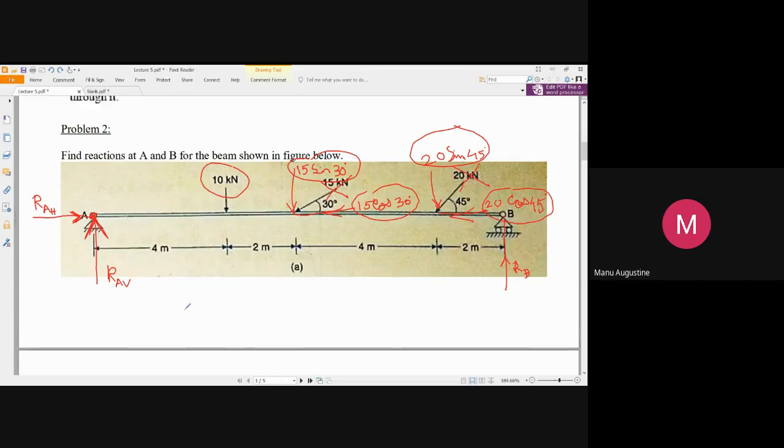Now, the problem was given as a beam resting on two supports A and B, out of which A is a simple pin joint, which develops horizontal and vertical both reactions, and B is a roller joint which is unable to develop any horizontal reaction, so it will develop only the vertical reaction.